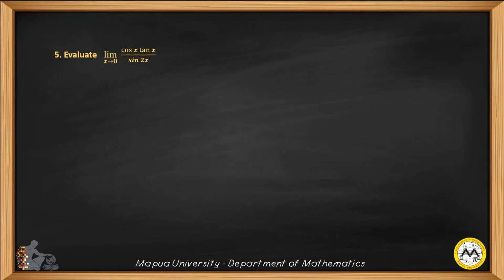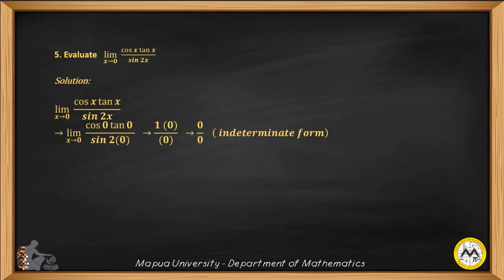On some occasion, you will be asked to evaluate the limit of an expression involving transcendental functions, such as in this case where we have trigonometric functions. Okay, so let us investigate the limit of cosine x times tangent x divided by sine of 2x as x approaches 0. Again, initial investigation of the limit would result in the indeterminate form 0 divided by 0.